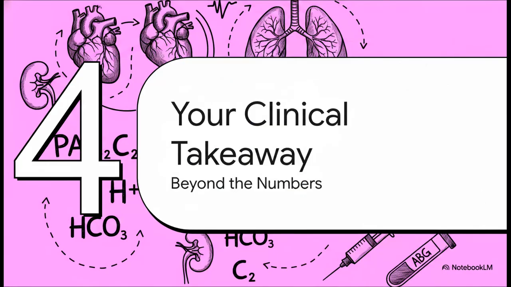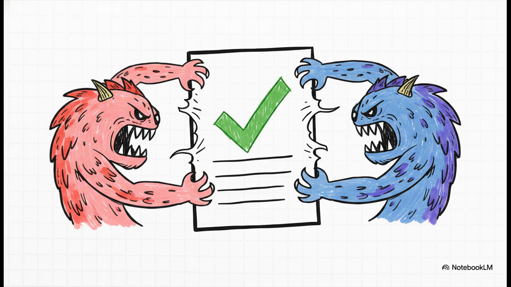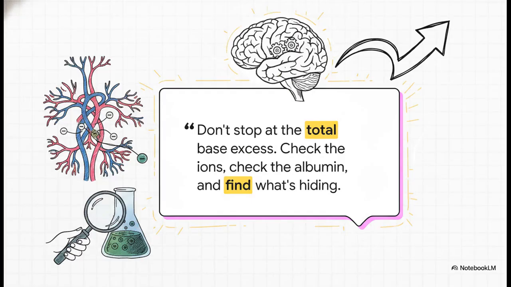So what's the big takeaway here? What's the crucial thing to remember from all this for your own clinical practice? Why does this even matter? Here's the key lesson. You absolutely cannot stop at that single number on the lab report. A normal base excess does not mean there's no problem. It could mean there are two huge problems fighting each other to a standstill. So the next time you have an ABG in front of you, just remember this case. Go beyond that single number. Check the ions, check the albumin, and find what's hiding. Using this simple method empowers you to uncover the complex reality and truly understand what's happening with your patient.